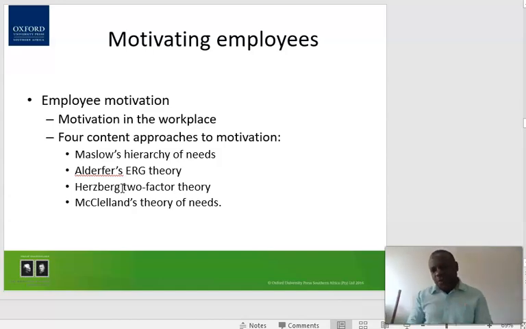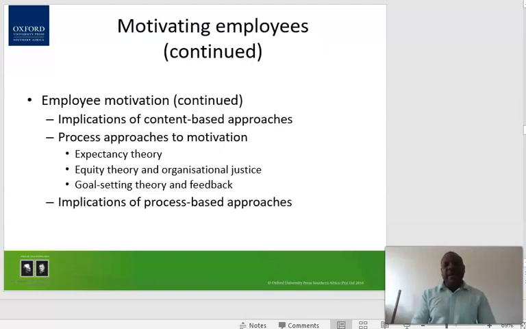So you also ought to be in a position to critique and also to compare these theories. Where do they look the same? Where do they differ?